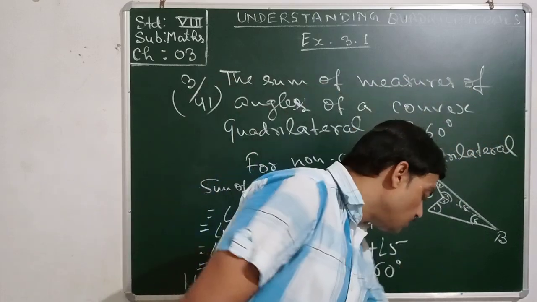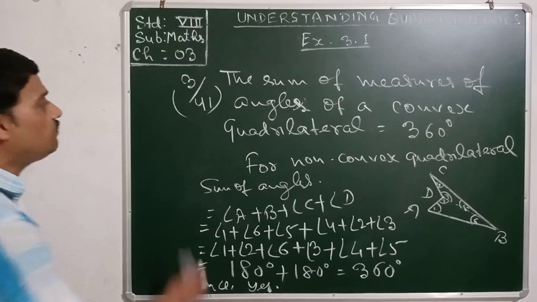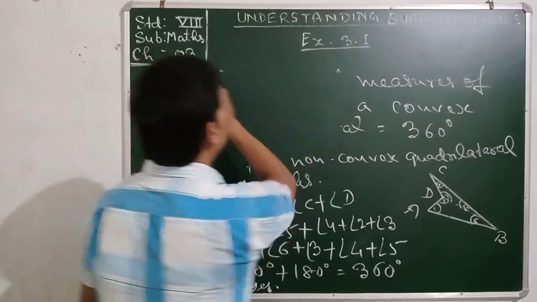Now come to the 4 number sum. In the 4 number sum, look at the given figures.